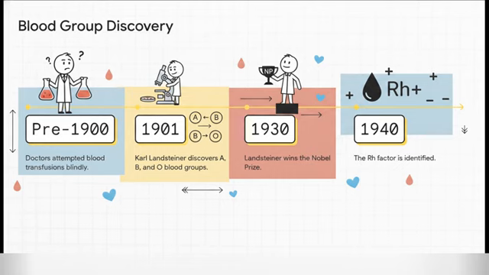And it's truly amazing to think that, after the Rh factor was finally identified in 1940, this completed the exact same blood typing system that we still rely on to save millions of lives today.